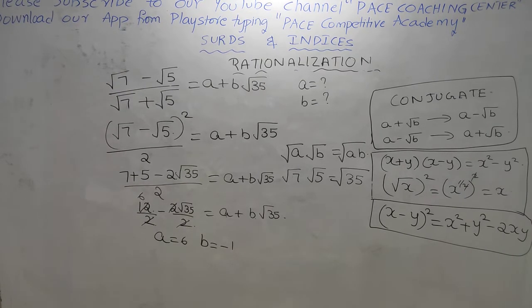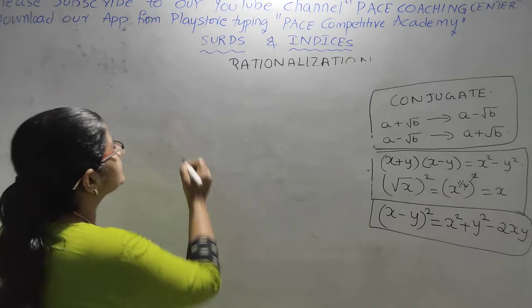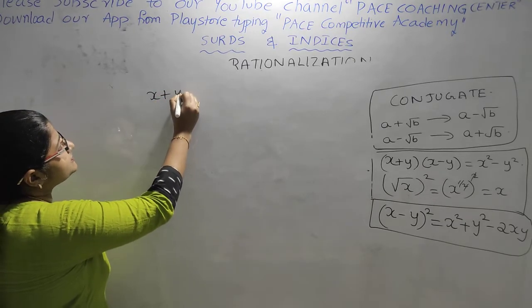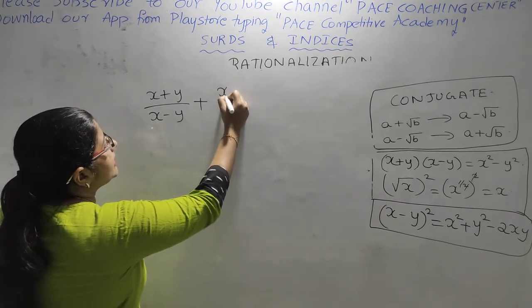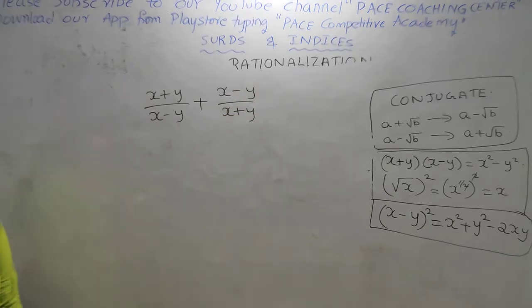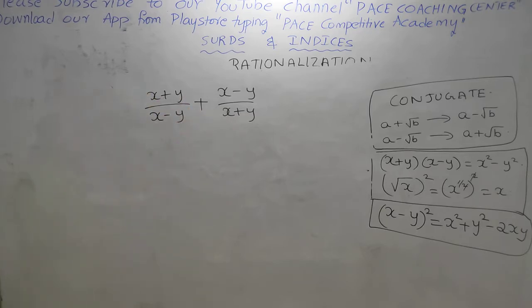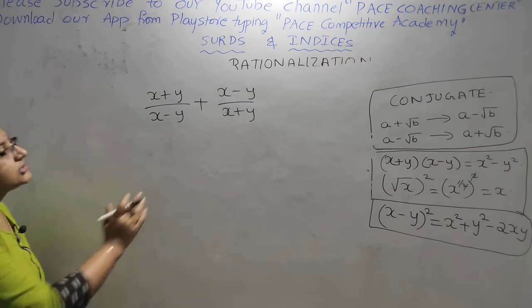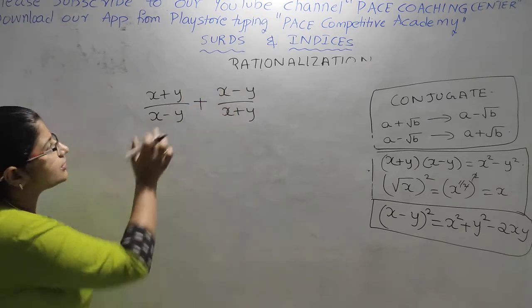Coming to the next question. Before going to the next problem, let me explain a simple concept, a simple shortcut, guys. Suppose the question is like this: x plus y divided by x minus y, plus x minus y divided by x plus y. To solve this, whether x and y are surds in terms of square root or cube root, or anything else.